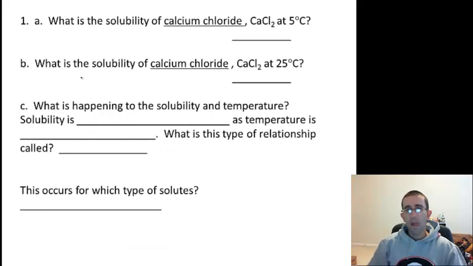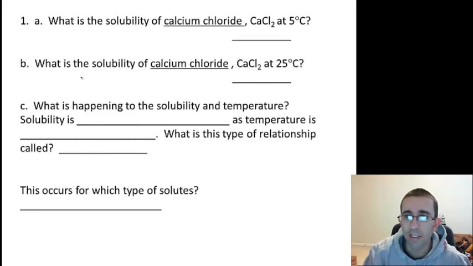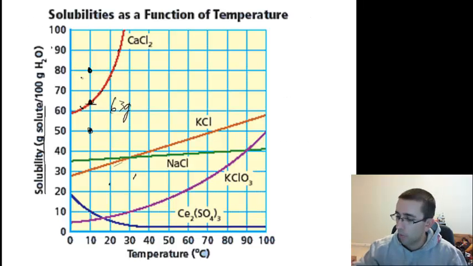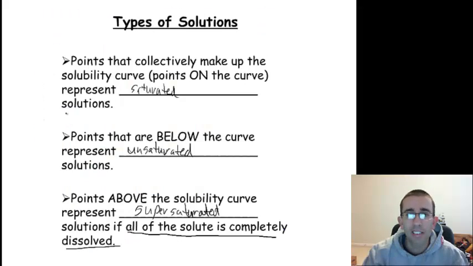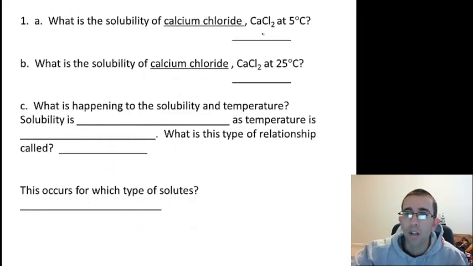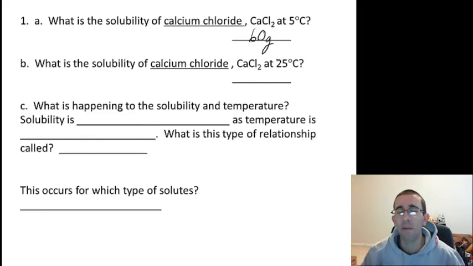Here we go. What is the solubility of calcium chloride at 5 degrees Celsius? To answer this type of question, you go to 5 degrees Celsius, that's right here. We find calcium chloride, which is this one, at 5 degrees Celsius. That point's about right here. It will dissolve about 60 grams. Now, if you would have said 61 grams, I'm perfectly fine with that. You've got to be close.